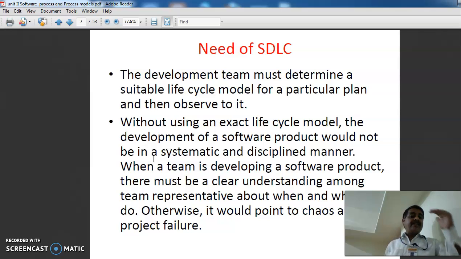When a team is developing a software product, there must be a clear understanding among the team members about when and what to do. Otherwise, it would point to project failure. If he or she cannot get the help of the software development life cycle, then there is a problem. There is a problem for analysis. There is a problem for designing. There is a problem for testing and so on.